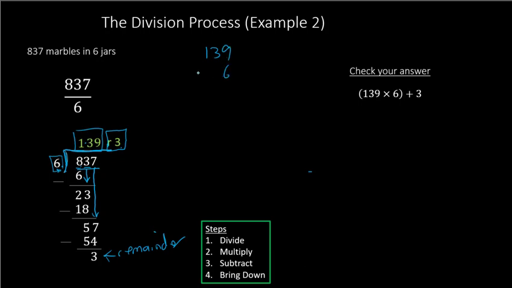So 139 times 6, we do 9 times 6 to get 54. So take the 4 and then carry the 5. 6 times 3 is 18, plus 5 is 23. So we take the 3 and then carry the 2. Now we do 6 times 1 plus 2, that gives you 8. So 139 times 6 is 834, plus the 3 is 837. So notice that does give you the same number as right here. So because of that, we do have the correct solution of 139 with a remainder of 3.